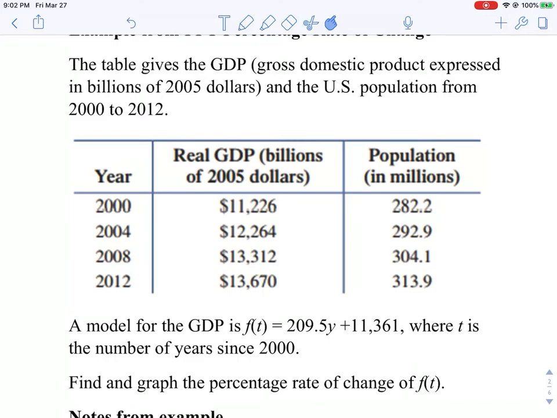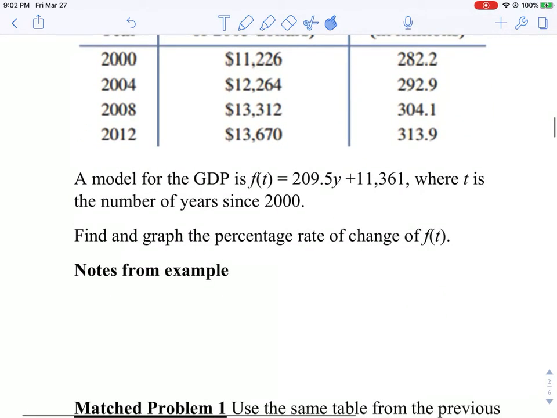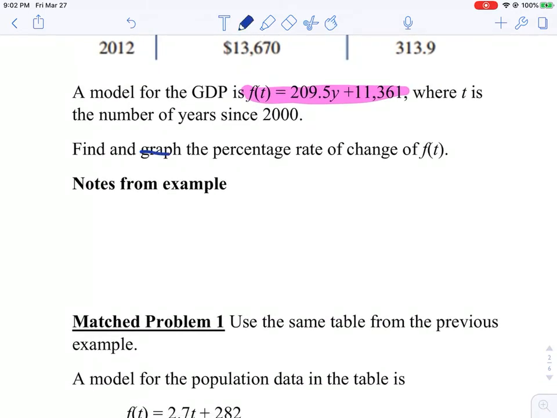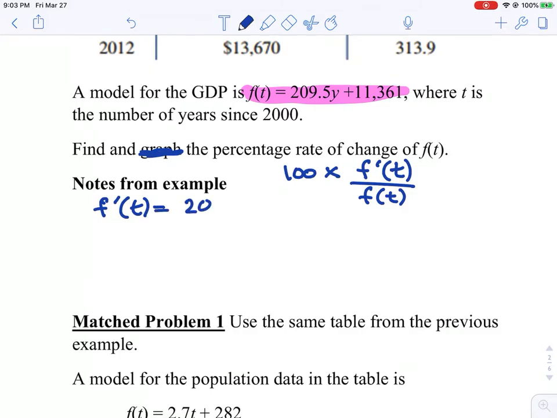So we're going to go to our example, and we're looking at gross domestic product. It is expressed as this function, where t is the number of years since 2000. So we're just going to find the percentage rate of change. That's going to be 100 times f prime of t over f of t. So what is f prime of t? It's the derivative of our f of t, which is 209.5.